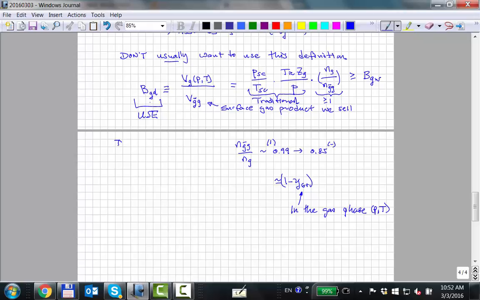So we call this dry gas formation volume factor. Why do we call it dry gas? Because we have dried the reservoir gas, or, I mean, really the gas at pressure and temperature, by the surface process.